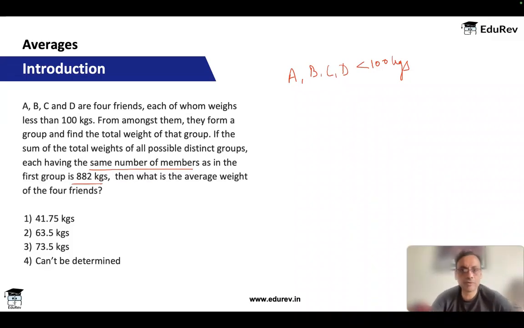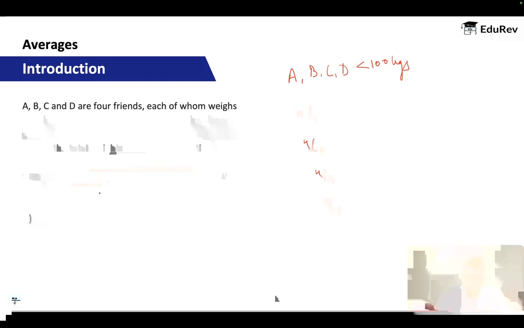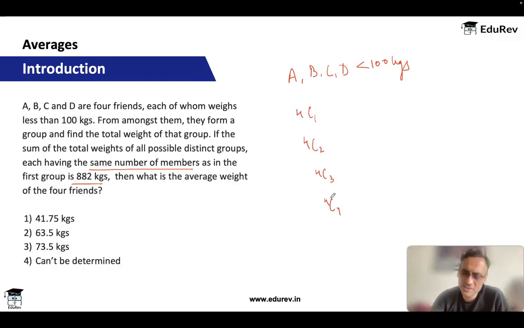You can make a group of one person, 4C1, though then it will not be called a group technically. 2 members, 3 members, and 4 members. These are 4 possibilities. Again, first and fourth unlikely, because first will not be called a group, and in the second one you can't have any more groups, you can have only one group. But just for argument's sake, let's take all of them.